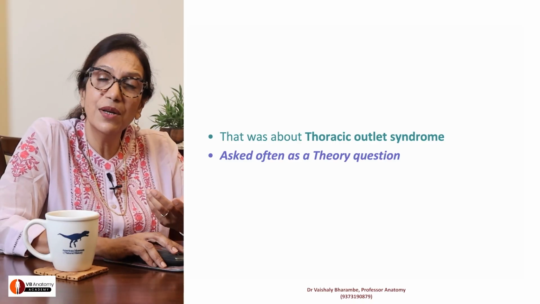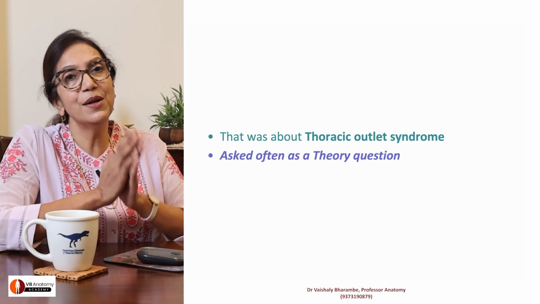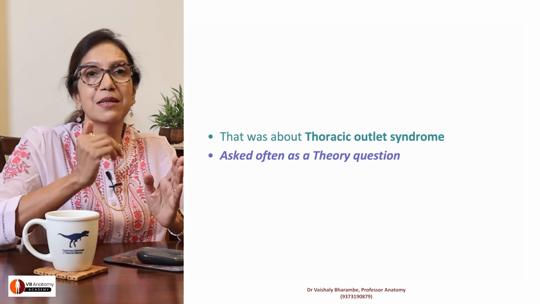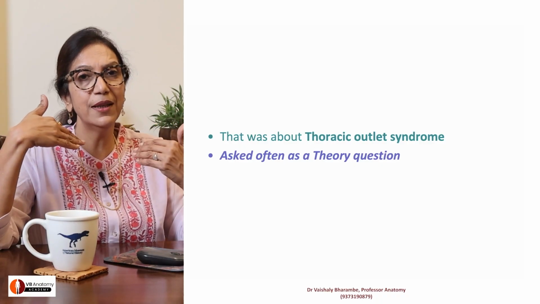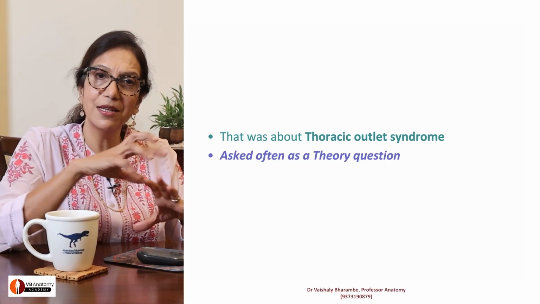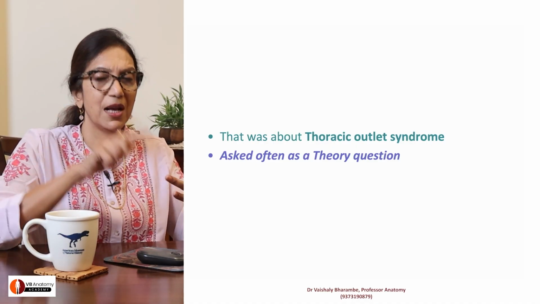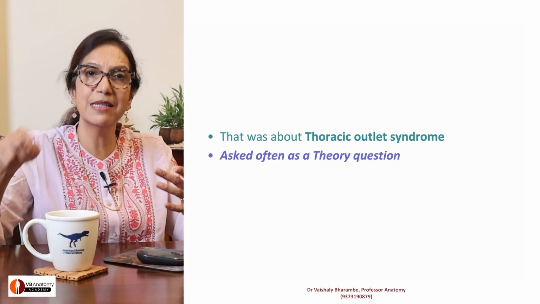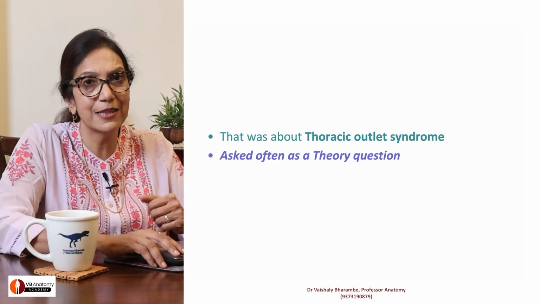And this is asked very often as a theory question. Do please study this. And the best way to answer this is to do it systematically. Know your section at the level of T1. Know the apex of lung and its relations and go systematically. Venous symptoms, arterial symptoms, nerve-related symptoms. Then there is more chance of you getting the whole thing correct.